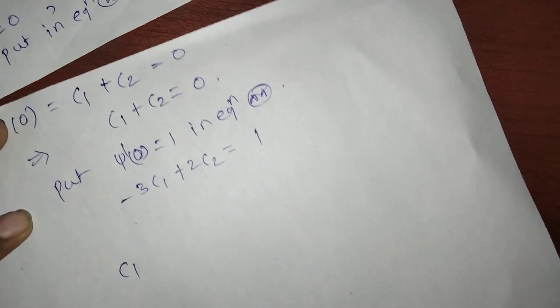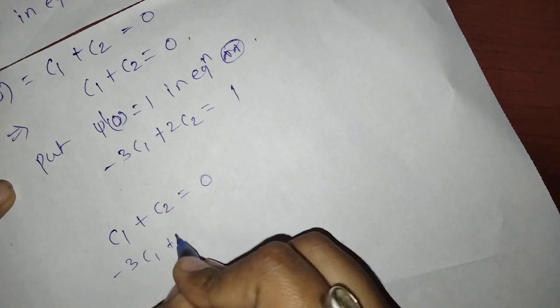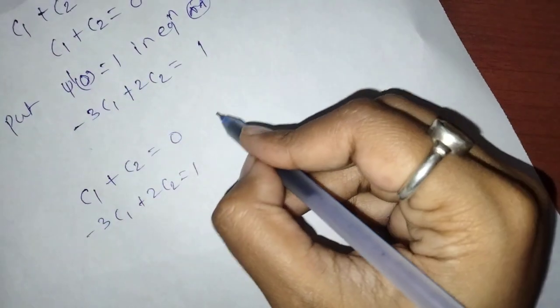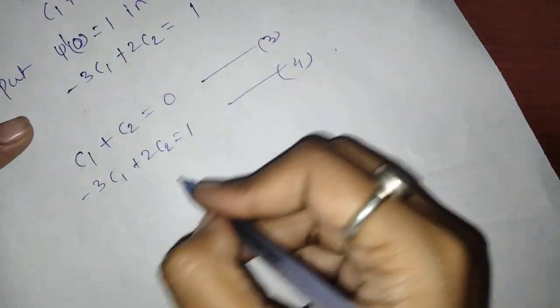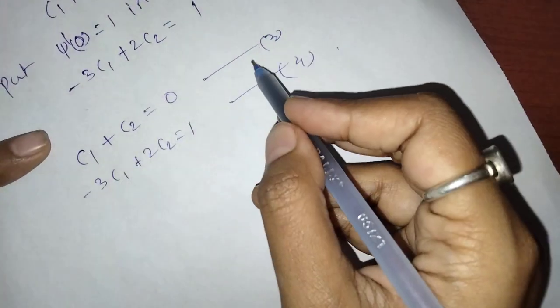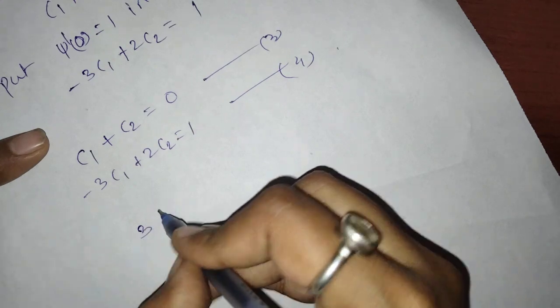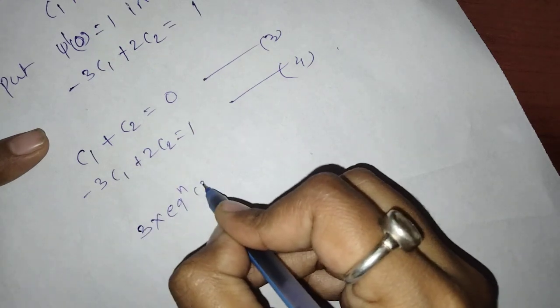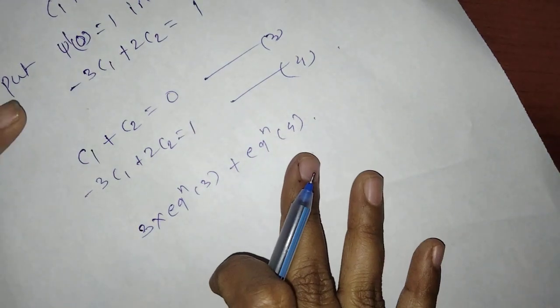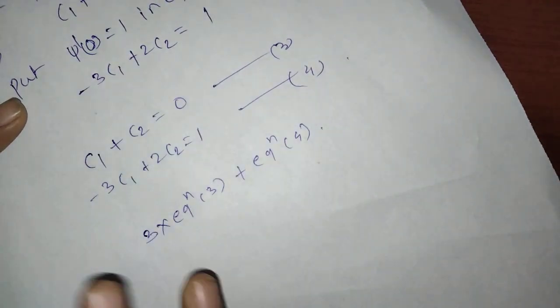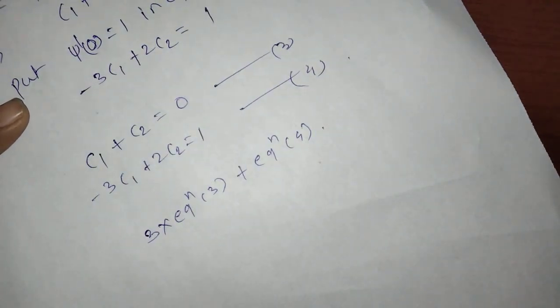Write these two equations together: c1 + c2 = 0, -3c1 + 2c2 = 1. Call them equation numbers 3 and 4. So multiply equation 3 by 3, that is, 3 times equation 3 plus equation 4. Because when we apply this operation on these two equations, we can get the value of c2 and then find the value of c1.